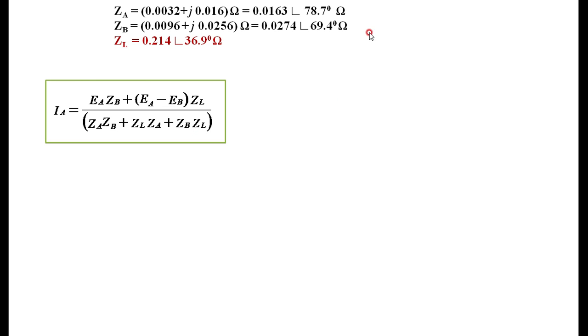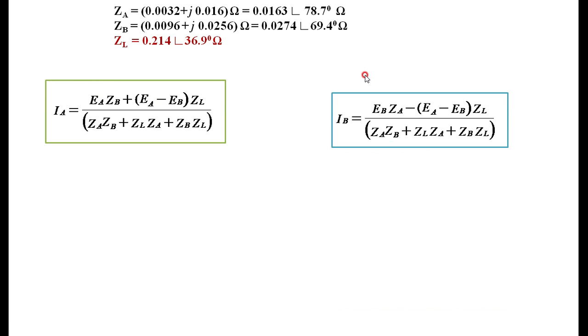Then you have to list out the data. ZA, ZB and ZL are there. Then what about EA and EB? I also have to calculate IB. My EA is 405 at an angle of 0 degree. EB is 459 at an angle of 0 degree. Because he is not mentioning anything about the angle, by default I am taking that as 0 degree.